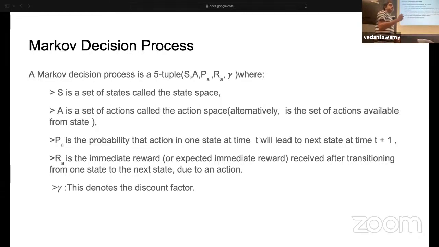R_t is the immediate reward that the agent receives at a particular time t at a particular stage, and this causes the transition to the next stage. Gamma denotes the discount factor.